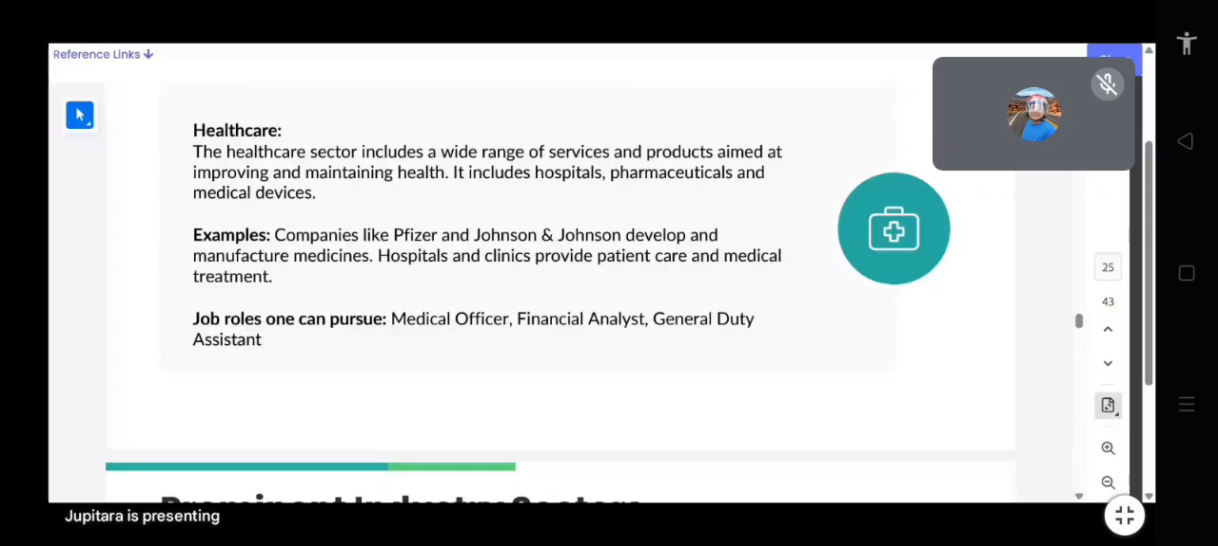You might have heard of the company named Serum Institute of India, which made the vaccine during the COVID times. That company also comes under your healthcare.